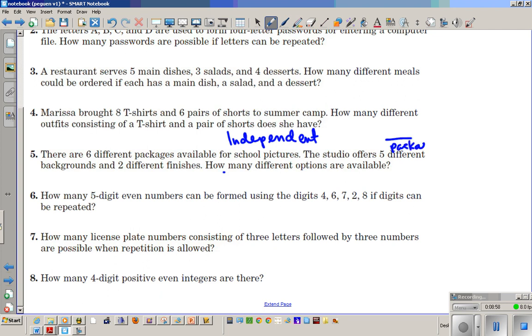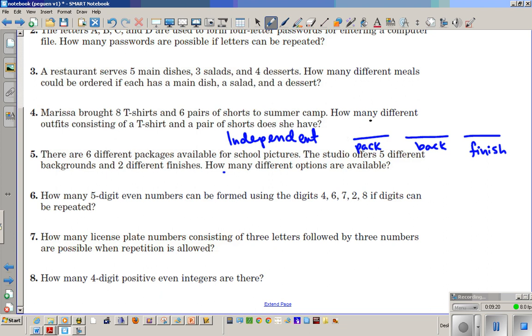Package. Let me write it so it's bigger for you to see. We have the package called pack. We have the backgrounds, the back, and we have the finish. Okay. So out of any of the packages, you pick.